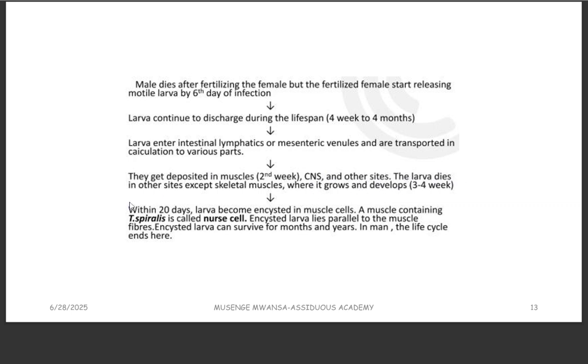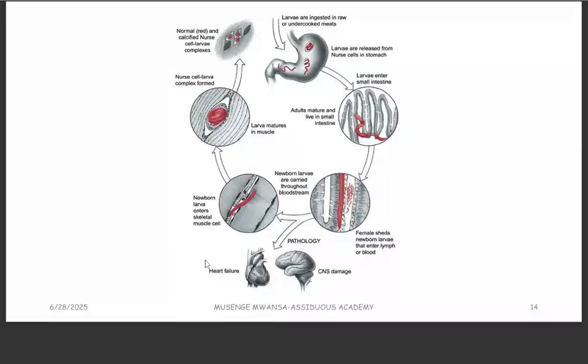And so the larva dies in other sites except skeletal muscle, where it is going to grow and develop 3 to 4 weeks later. So within 20 days, the larva will become encysted in muscle. It will be surrounded by a cyst. Okay, so a muscle that is containing Trichinella spiralis is called a nurse cell. Muscle with the worm is a nurse cell. The encysted larva lies parallel to the muscle, as we said earlier. Okay, this is again the process as we've described it.